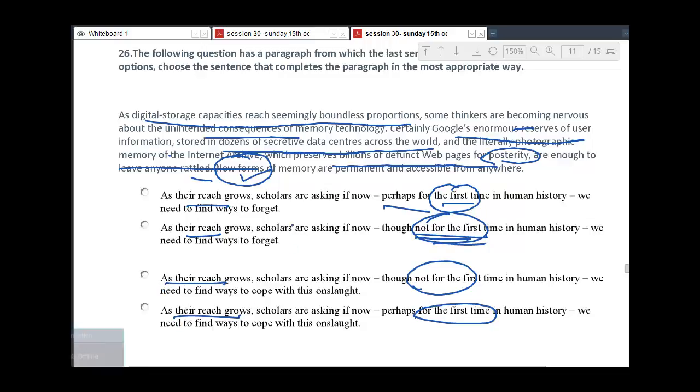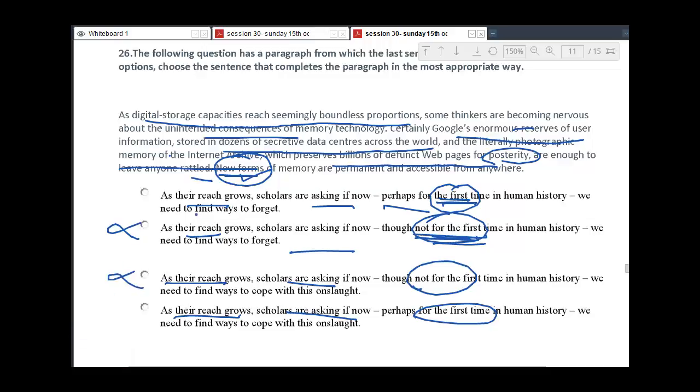As their reach grows, scholars are asking. Defunct means of no use whatsoever. It says here, perhaps for the first time. So if you look at, is it for the first time or not for the first time? For what do you have more evidence? You tell me. Do we have evidence for the first time or do we have evidence not for the first time? Why? Because there are new forms of memory. So if this is new forms of memory, then definitely it is for the first time, and therefore I can kick out option B, I can kick out option C.